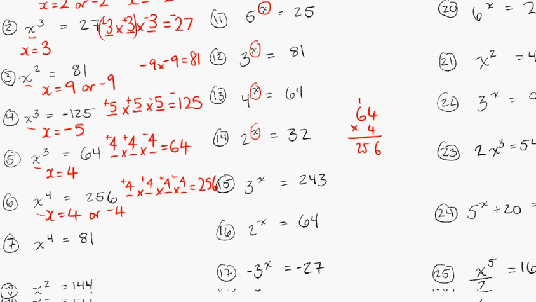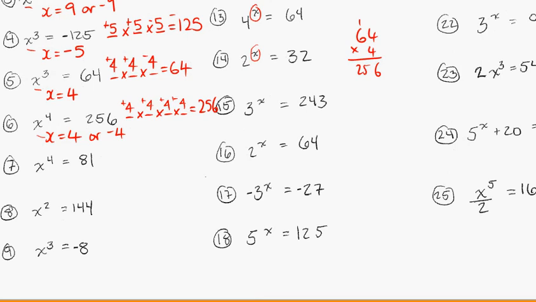Moving down, x to the 4 equals 81, and 3 works, x equals 3, and because it's an even power, the other option is negative 3. 12 or negative 12 because it's an even power.